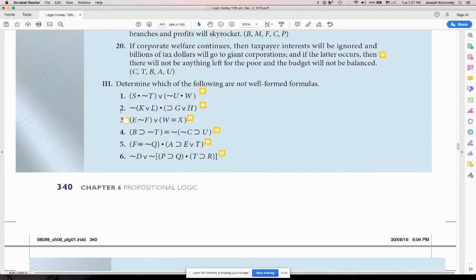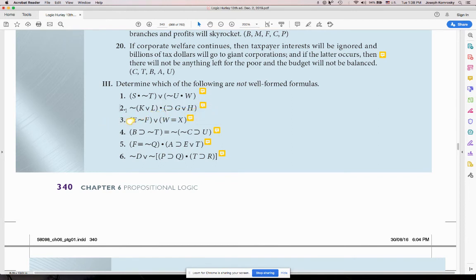What about number 2? I got a negation on the outside. Am I allowed to do that? Yeah. I got a dot. Yeah, that's good. I got parentheses. That's good. I got a wedge before I have my G. Am I allowed to do that? No. So if you go up above, it turns out you have to have another simple statement letter before the horseshoe. You can't just have some horseshoe and then some letter. You have something before it. So it turns out that's not well formed.